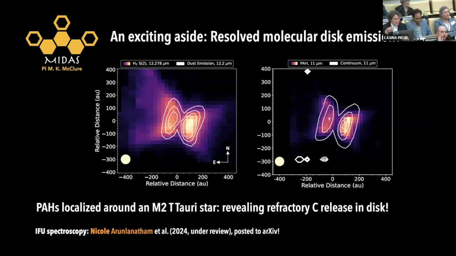So as a small interlude, I'm also the PI of another program which recently published some additional spatially resolved observations of PAHs. Nicole Rulanthem just posted this on arXiv. It's under review. And you can see that she detects a really nice disk wind in molecular hydrogen, this nice hourglass shape, as well as spatially resolved PAH features in this disk. It's an M2 T Tauri star, and it doesn't have external radiation. So this is confirming that PAHs do exist in such low mass systems. So we are seeing the refractory carbon in these systems.